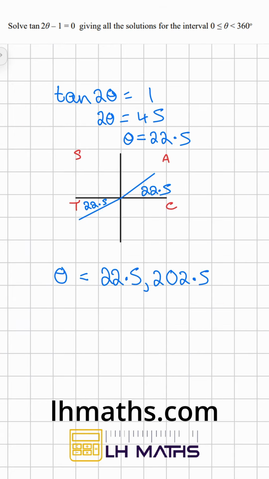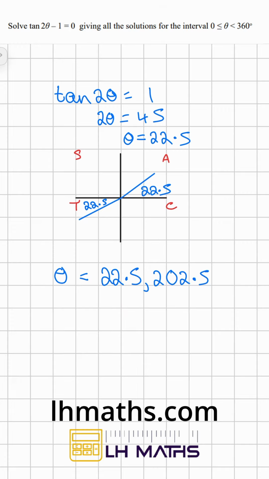At this stage, they will divide by 2, so you get 22.5, and then because theta is 22.5, they will then work out the solutions now. So if you use a CAST diagram, you have a 22.5 here, and you'll get another 22.5 here, because that is when tan is positive. And then doing that, you will get two solutions, 22.5 and 202.5.